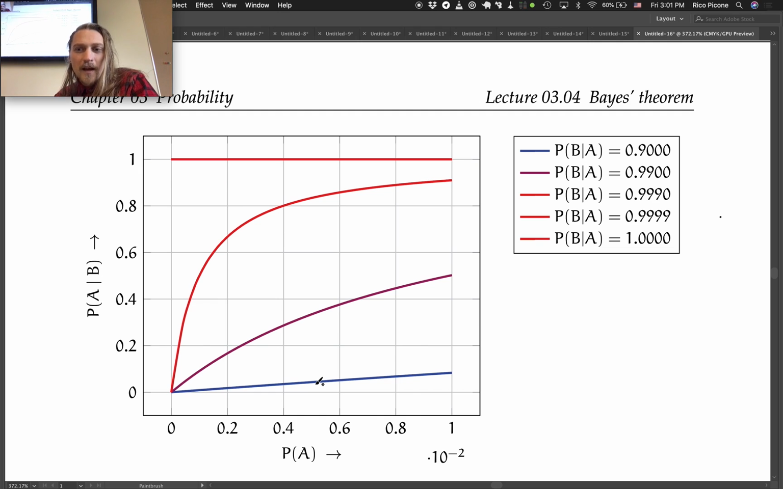I seem to have one more curve than I have legend values. I'll have to figure out why that is.